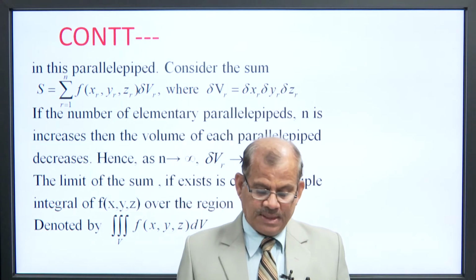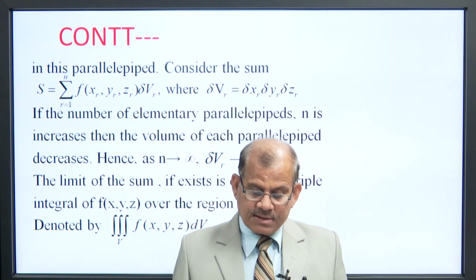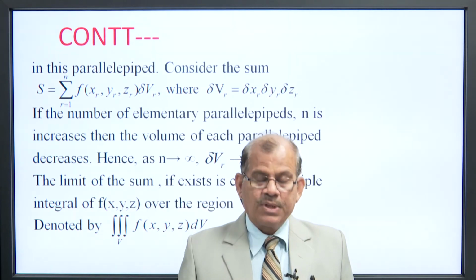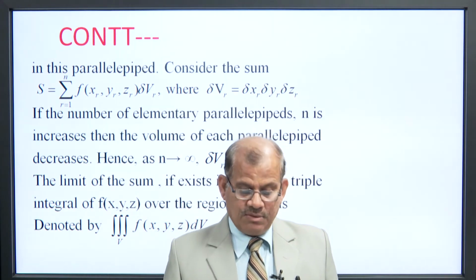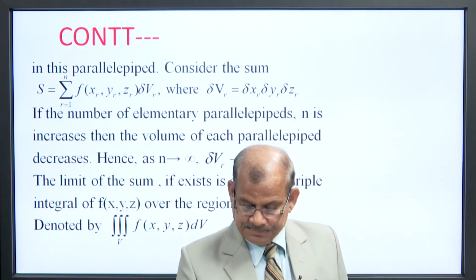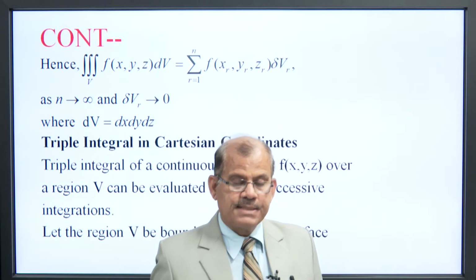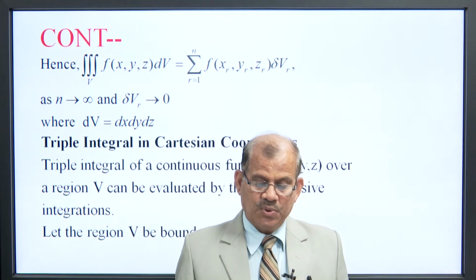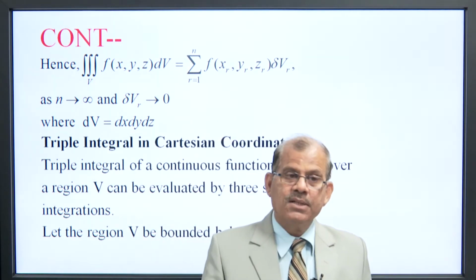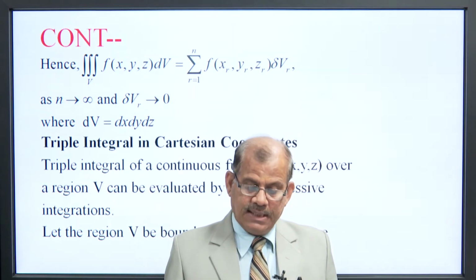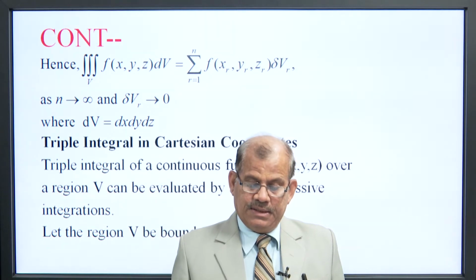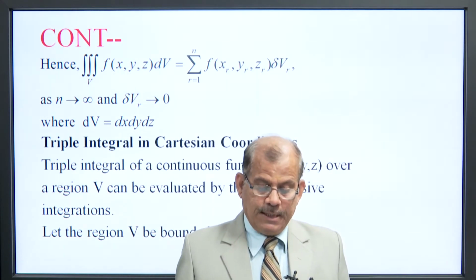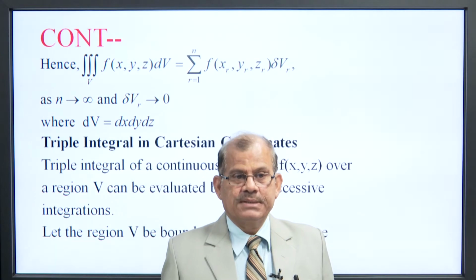The limit of the sum, if it exists, is called the triple integral of f(x,y,z) over the region V and is denoted by the triple integral over V of f(x,y,z) dV. Hence, the triple integral over V of f(x,y,z) dV is equal to the limit of the summation, r equal to 1 to n, of f(x_r, y_r, z_r) delta V_r, as n tends to infinity, delta V_r tends to 0, where dV is equal to dx dy dz.